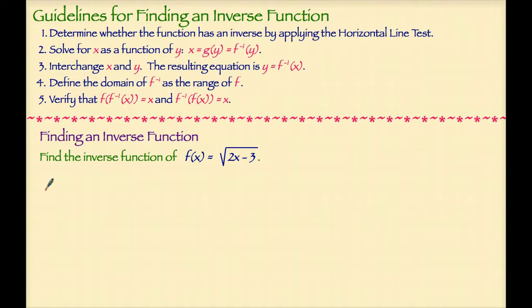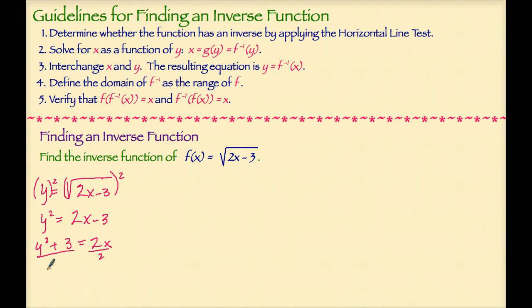First, I'm going to rewrite the function replacing f of x with y. y equals the square root of 2x minus 3. Since this is a radical function, I know that it is strictly monotonic, therefore one-to-one, and it will have an inverse function. Now I need to solve for x. I will square both sides of this equation, and that will give me y squared equals 2x minus 3. Adding the 3 over, y squared plus 3 equals 2x. And dividing both sides by 2, I'll have y squared plus 3 over 2 equals x.